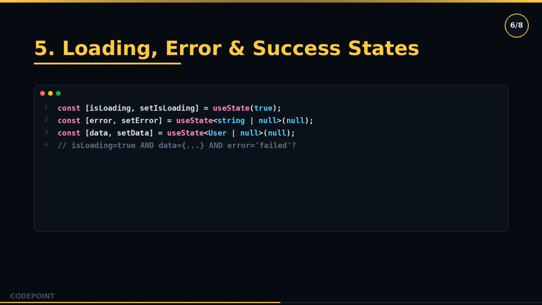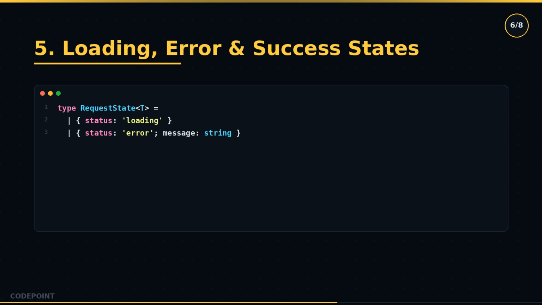Nothing stops an impossible state like this. isLoading equals true, and data equals something, and error equals failed. All three true at once. Which one do you trust? Each of these is technically valid on its own, but together they can contradict each other. You can end up rendering a loading spinner, and an error, and data, all at the same time, because nothing ties them together.